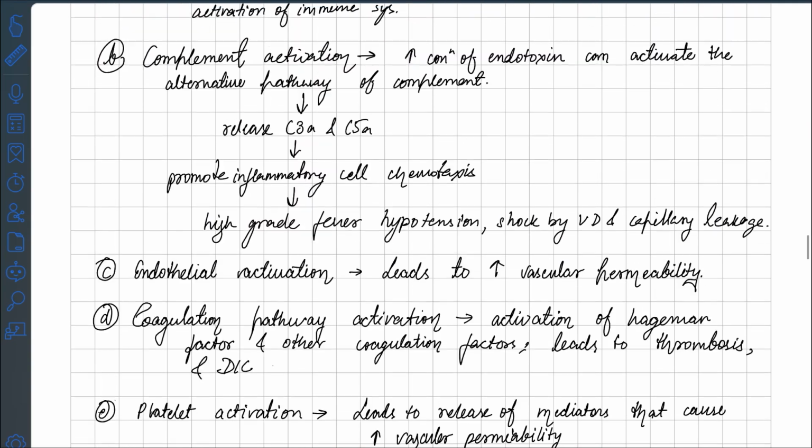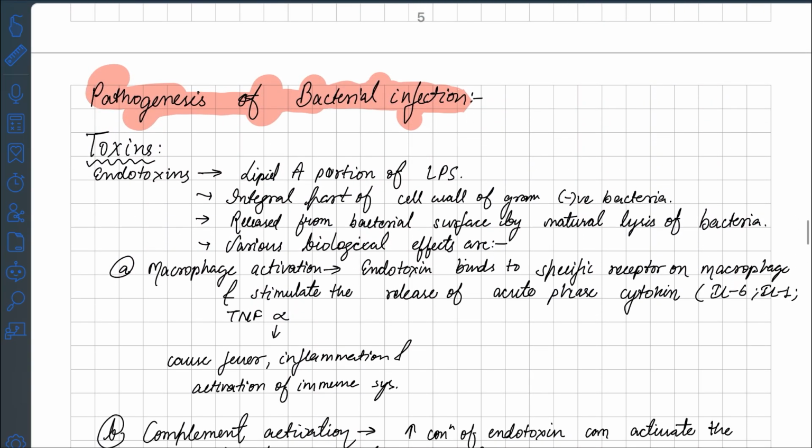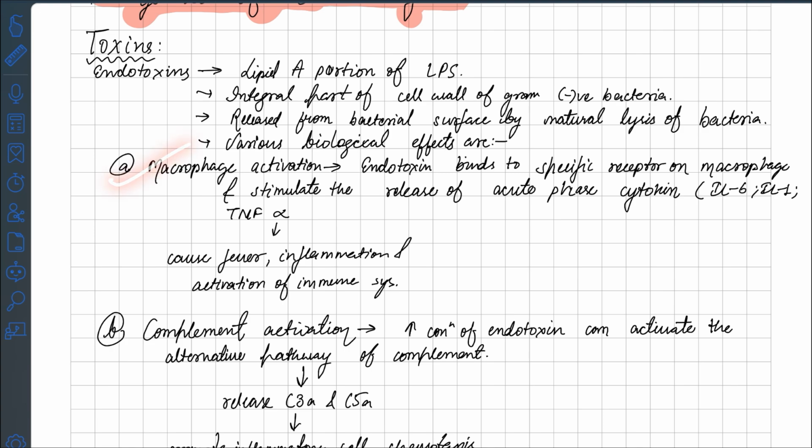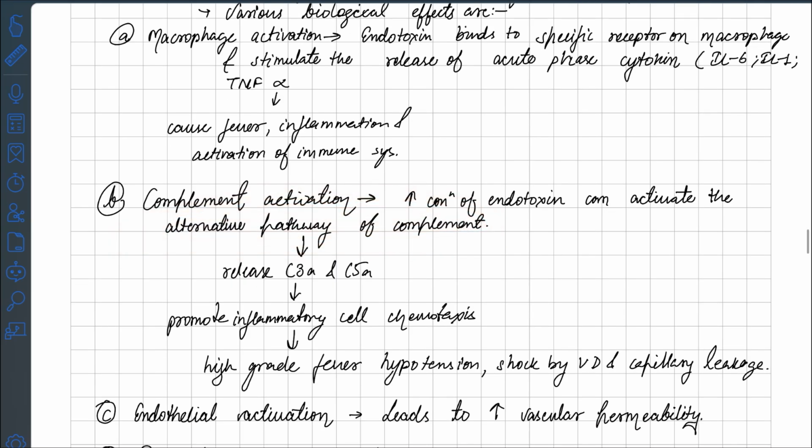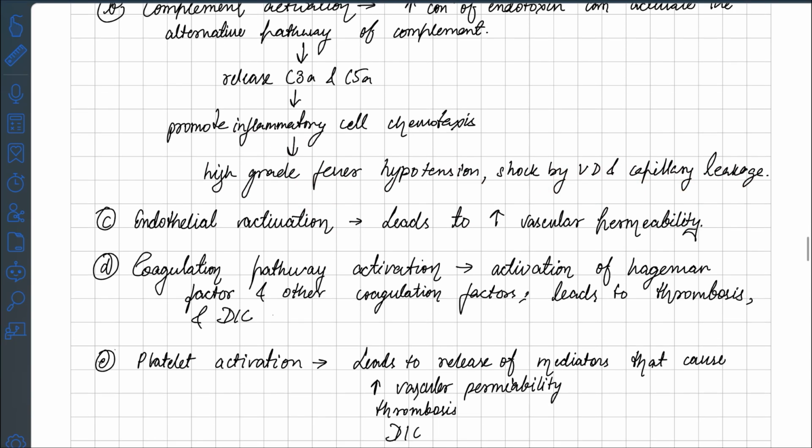So all these steps we saw just now are the effects which endotoxin can exert on our body. First, they can lead to macrophage activation by binding on macrophages. They can cause release of acute phase cytokines, causing fever, inflammation, and activation of the immune system. Second, they will activate the alternative pathway of complement, release C3a and C5a, and promote inflammatory cell chemotaxis, leading to fever, hypotension, shock, and capillary leakage.